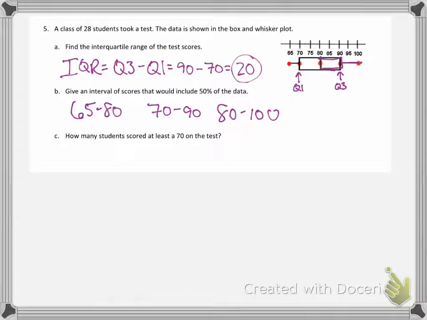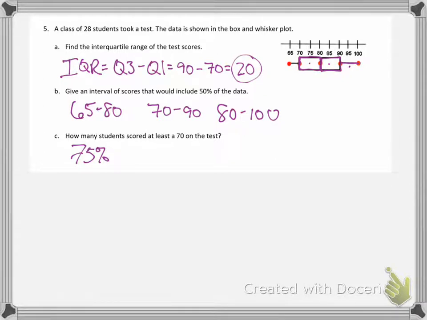Last question is asking how many students scored at least a 70 on the test. So if we take a look here, here's 70. If I want to be at least a 70, that means I'm going to be greater than 70. So I have 1, 2, 3 pieces of the box and whisker. So again, each is worth 25%. That means 75% scored at least a 70.